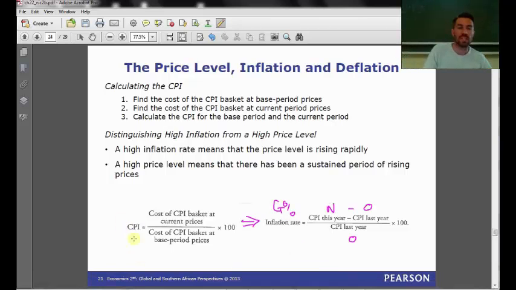So what is the CPI? A CPI is an average measure of prices in a particular year. Right? So what is inflation? It's the average prices in the new year divided by average prices in the old year, which gives you the percentage change in prices. Okay.